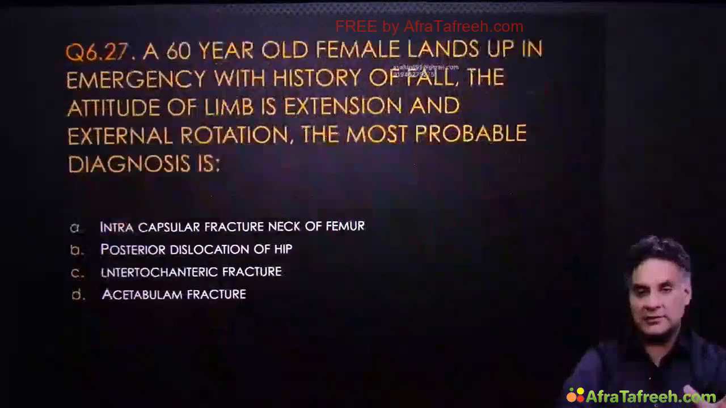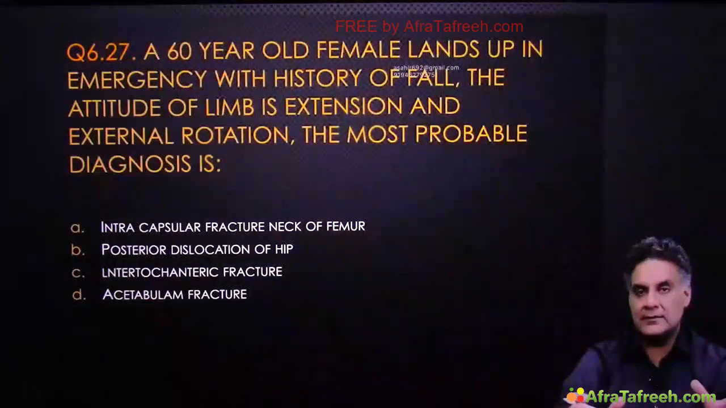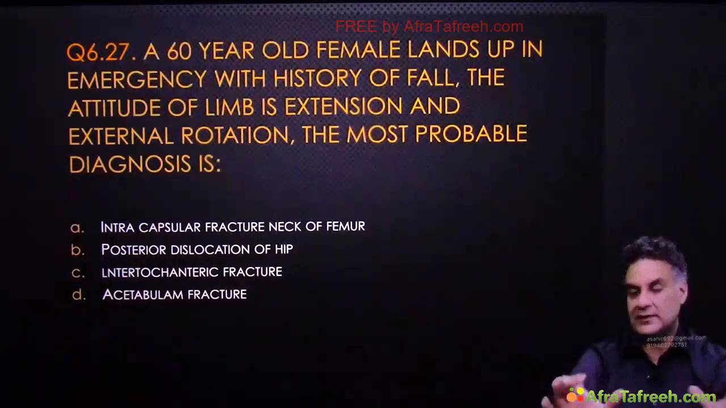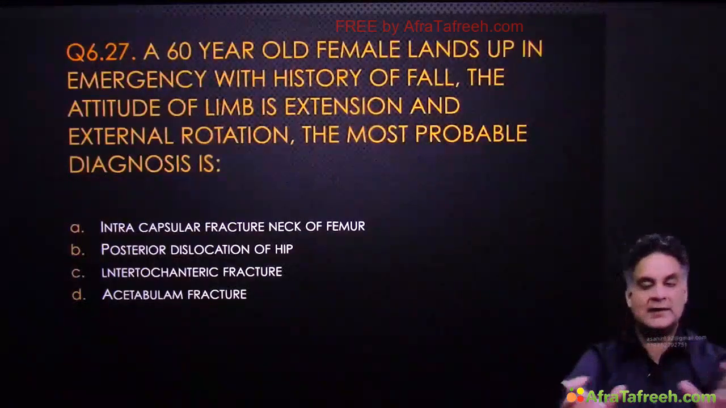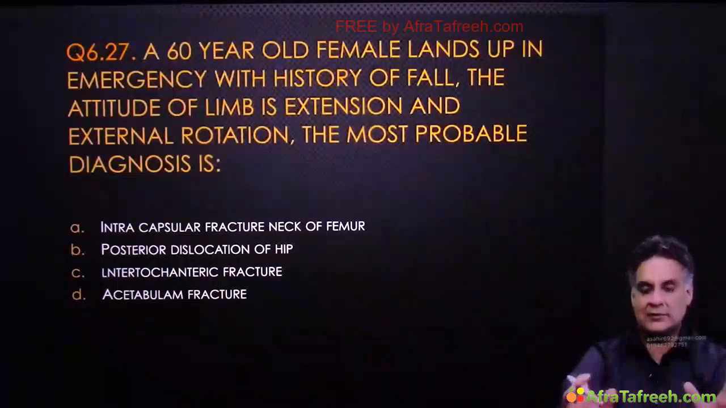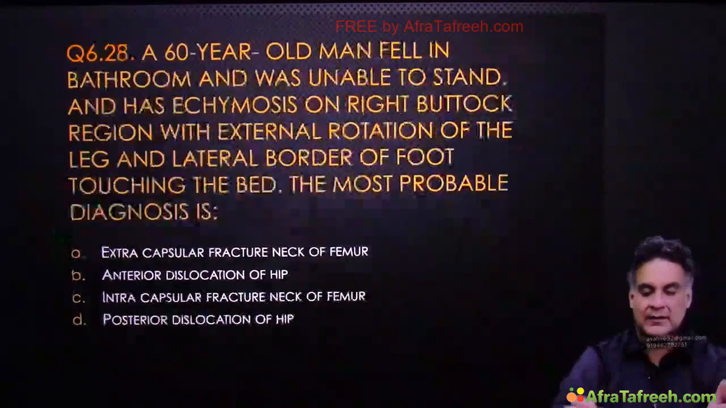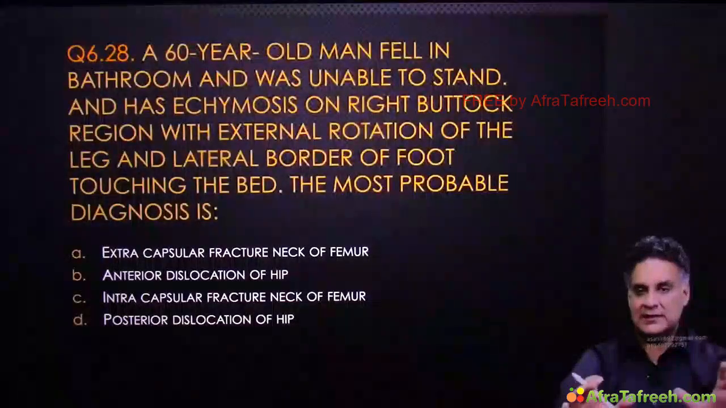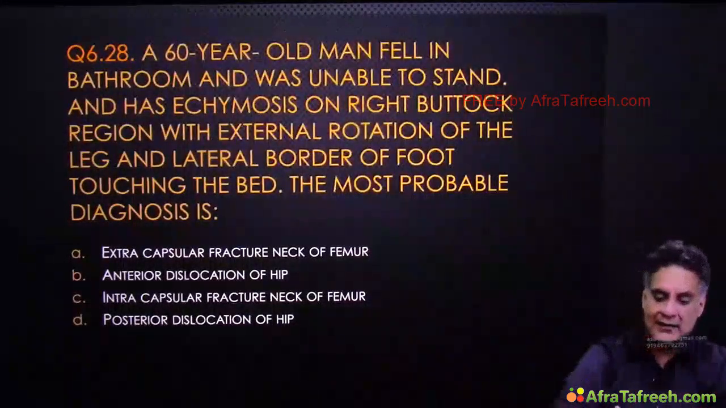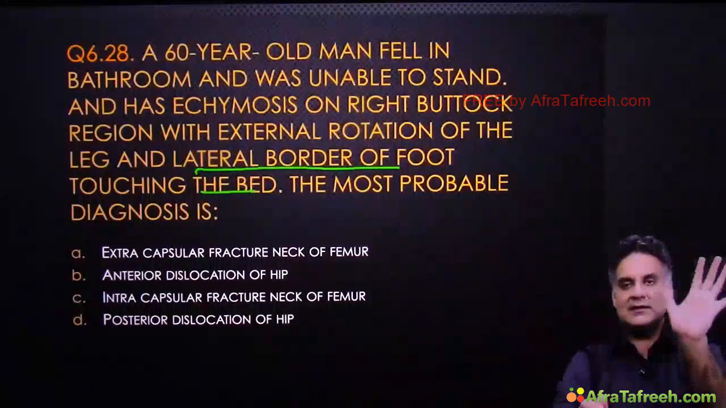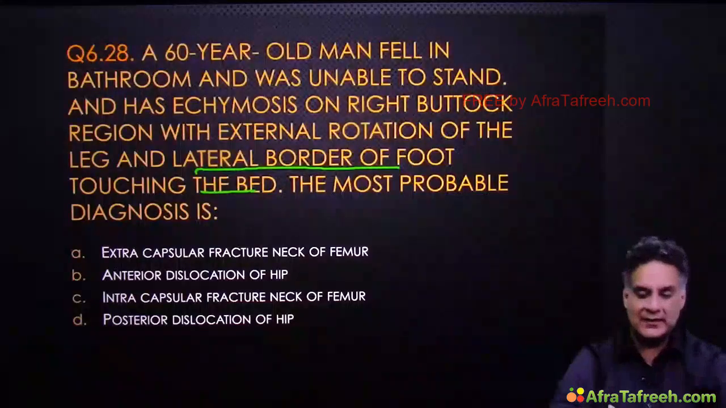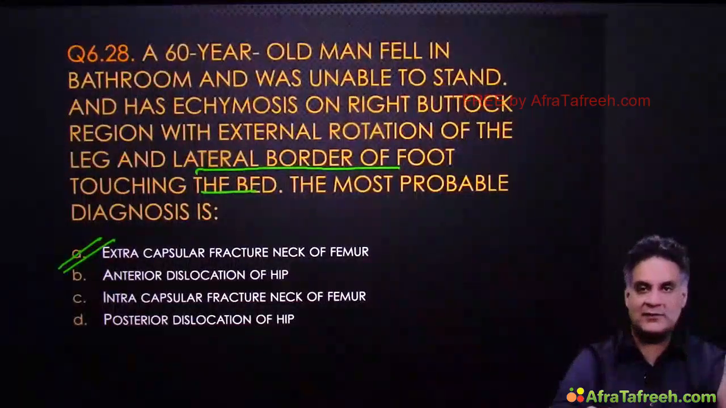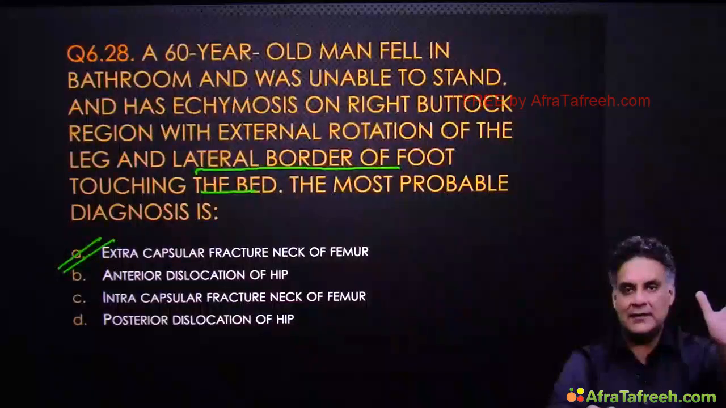Very, very difficult question. A 60-year-old female, there is flexion, external rotation. 60 years, think of neck femur. 80, intertrochanteric, if no other point is conclusive. So intracapsular. Again 60 years. Trauma. Ecchymosis. There is extension of the leg, lateral border of the foot touches the bed. Classical history of intertrochanteric fracture. Extracapsular. Extra, everything extra. Same age, but here the clinical feature goes towards extracapsular. Less than 45 degrees, neck femur.